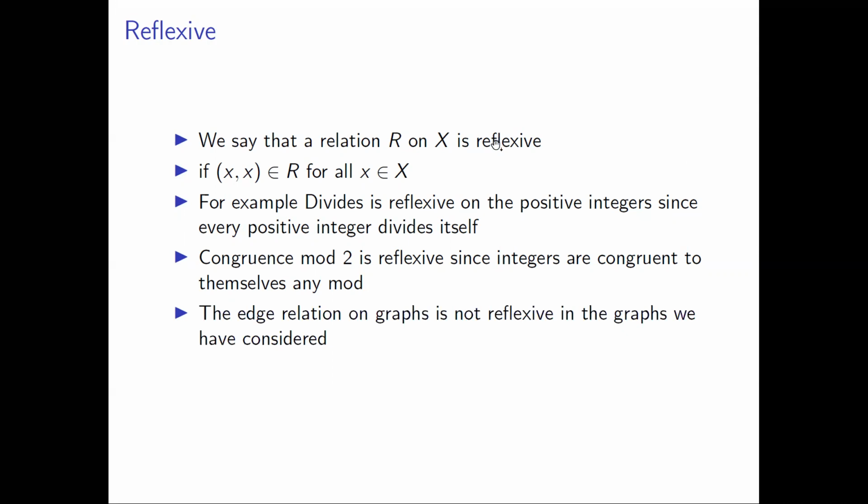We also saw the relations associated with graphs. In general, the edge relation for graphs is not going to be reflexive in the graphs that we have considered. The reason is that the graphs we've seen so far in these videos have no self loops. Sometimes people do study graphs with self loops, and if you have self loops on every vertex, then the relation associated with that graph would be reflexive. But we haven't seen any graphs like that yet. So the ones we've seen, their relations are not reflexive.